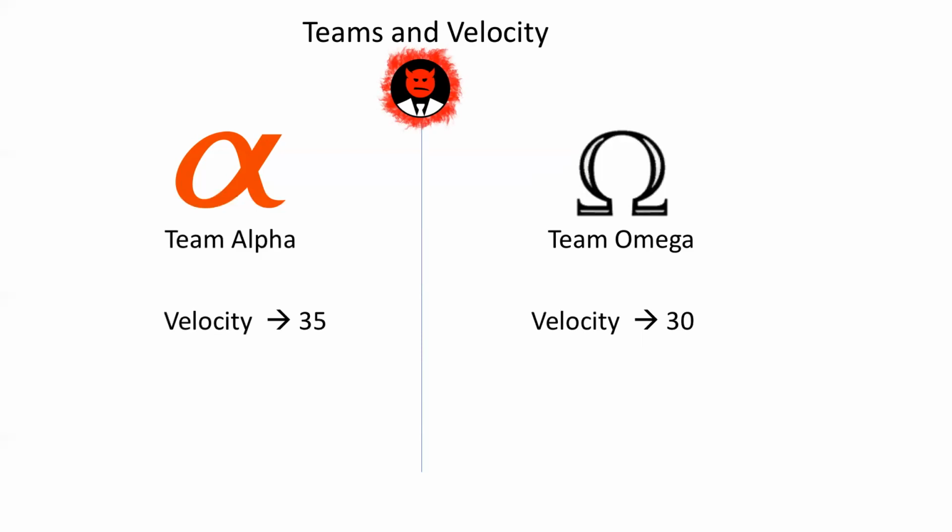Interesting. Team Omega, I say, you got to pick up your game. You are slacking, it seems. Look at Team Alpha. They're producing 35 points every sprint. You have the same length of sprint. I don't know why you cannot do better. Now I say that and I walk away. What do you think is the fastest and the easiest way for Team Omega to demonstrate a higher velocity?